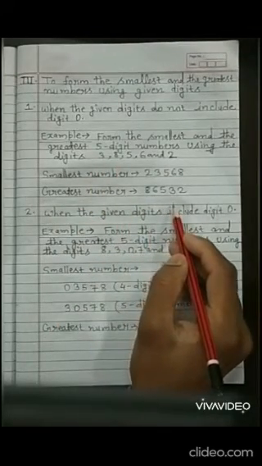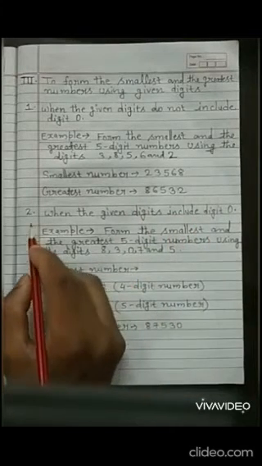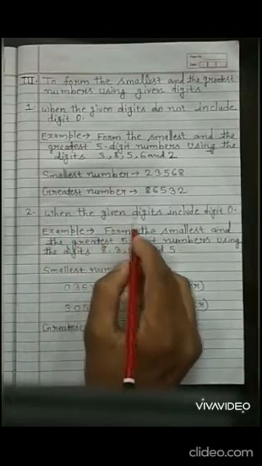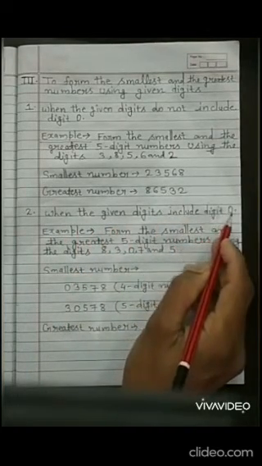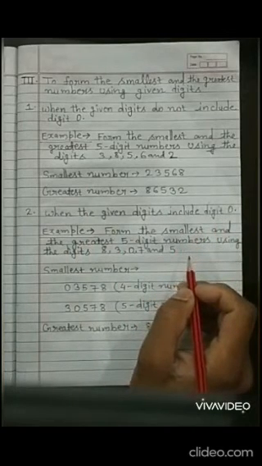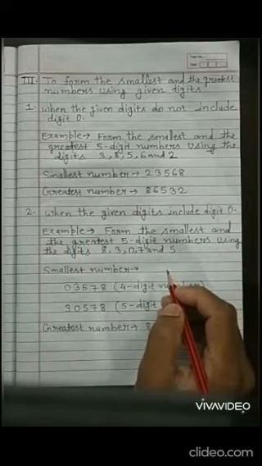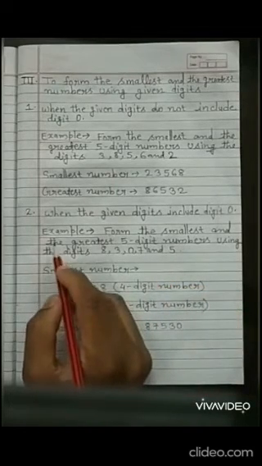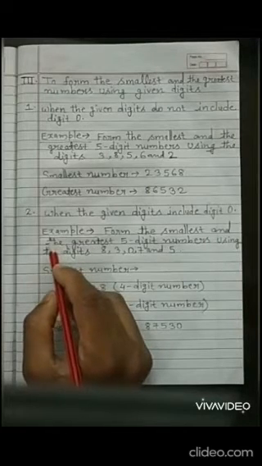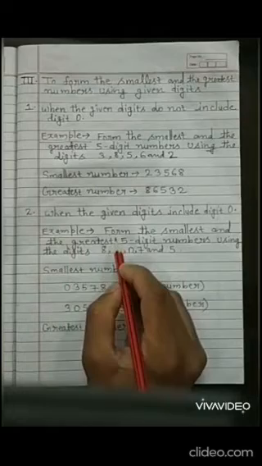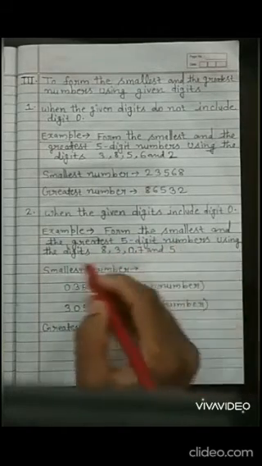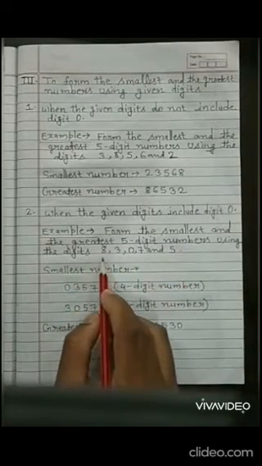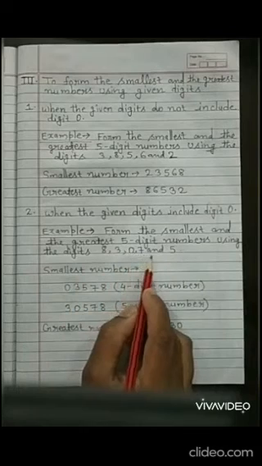Okay. So now it is the time for the second type. The second type I have written here: when the given digits include digit 0. Then how are we going to form the smallest and the greatest numbers? Here we are going to understand this through an example. Form the smallest and the greatest 5-digit numbers using the digits 8, 3, 0, 7 and 5.